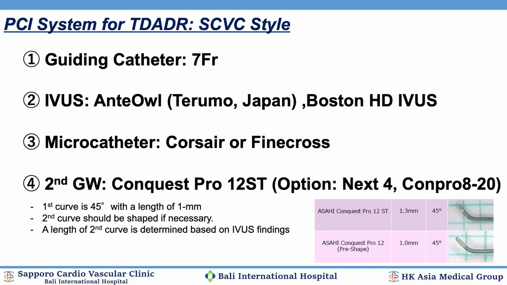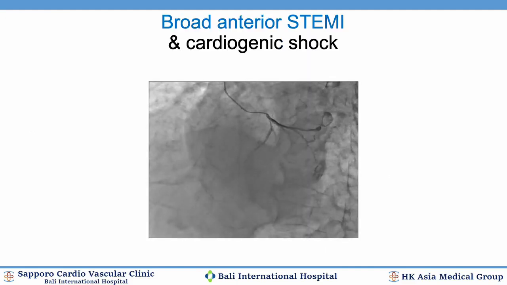This is the system for TDADR. IBUS is always available, Boston, and a micro catheter, if possible, is preferred, Corsair, as it is associated with ADR. The guide wire used for puncture, Conquest ST, is suitable. But if you don't have the Conquest, Conquest 8x20 or Hornet 14 is suitable. I will show you a case of TDR.